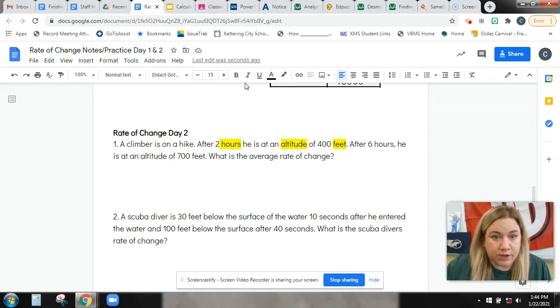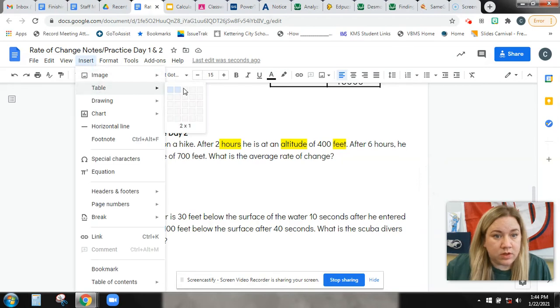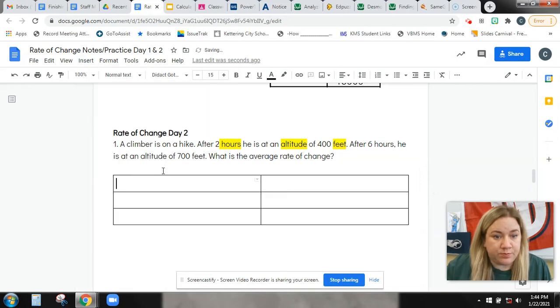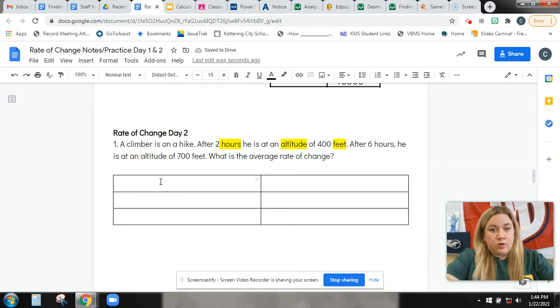So if I were you, I would just insert a table. We're looking at hours and altitude. If this is my X and this is my Y, this is my independent and Y is dependent, right? So what depends on what? Do the hours depend on the altitude, or does the altitude depend on the hours? I would say that the altitude depends on the hours.